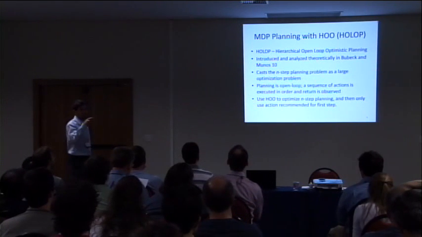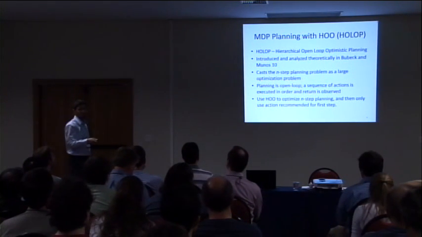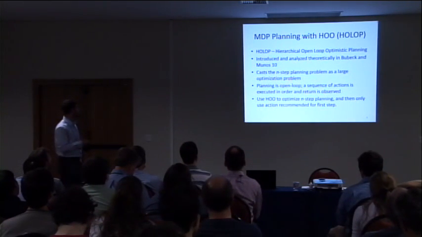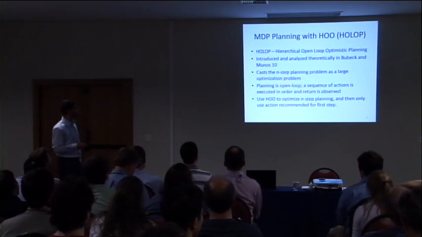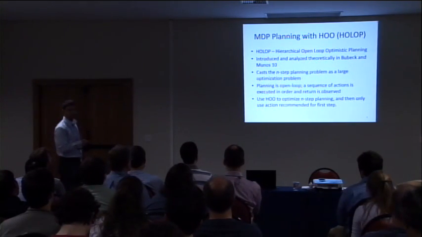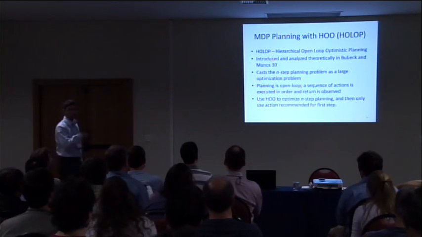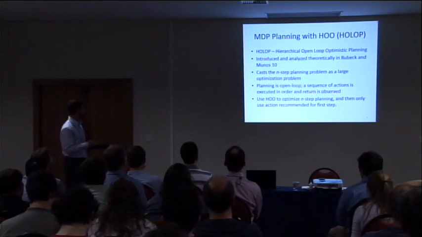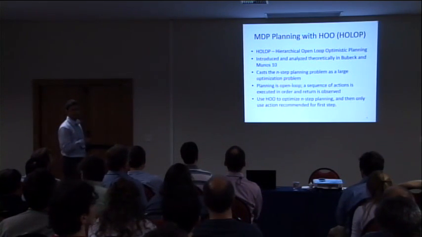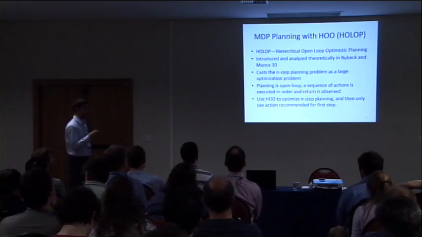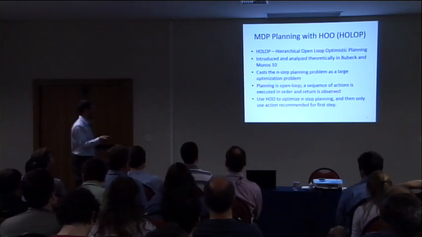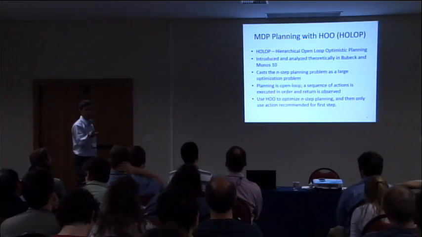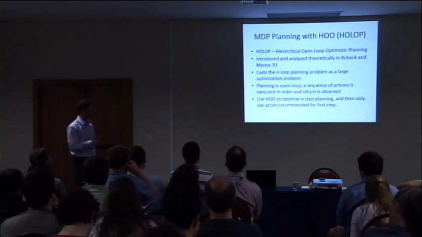Okay, so now the question is, we have an algorithm that's designed for planning in continuous bandit settings, and how do we apply it to continuous MDPs? So the approach I'm going to talk about here is called hierarchical open loop optimistic planning. It was introduced and analyzed theoretically in 2010. It's never been demonstrated empirically. It casts the n-step planning problem as a large optimization problem. So if the original domain has one action dimension, and we're planning n steps, then it's an n-dimensional optimization problem. And if the original planning problem has 2 action dimensions, it's a 2n-dimensional optimization problem.